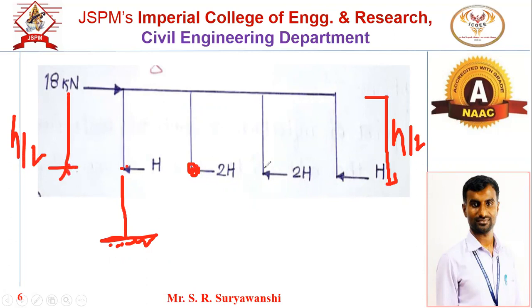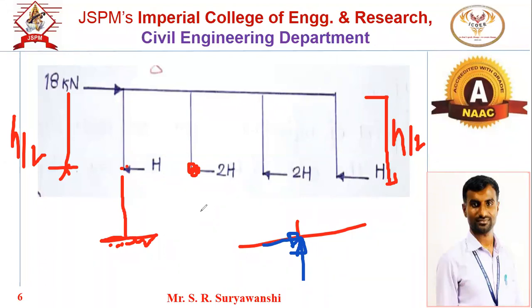So at a point of inflection, if you take a section in case of a beam, then you will get two forces or two unknowns. The first will be the horizontal reaction, the second will be the vertical reaction. So if you take a section in case of a column or in case of a beam, there will be two unknown forces.